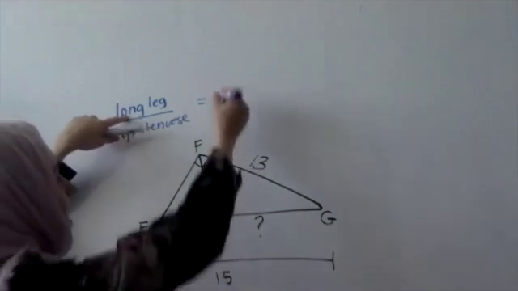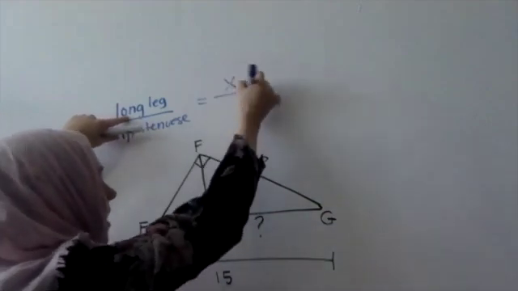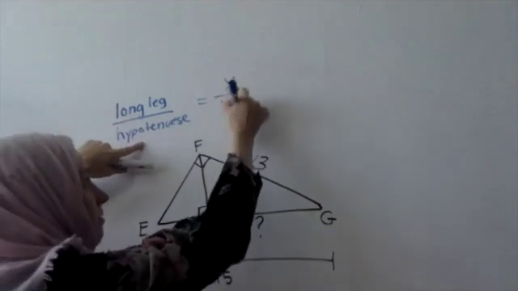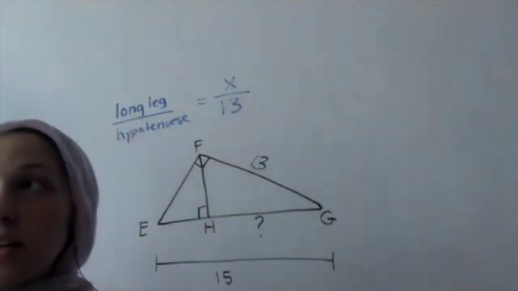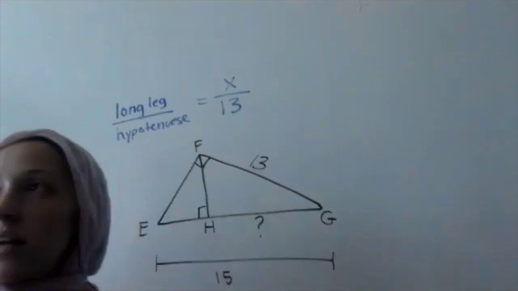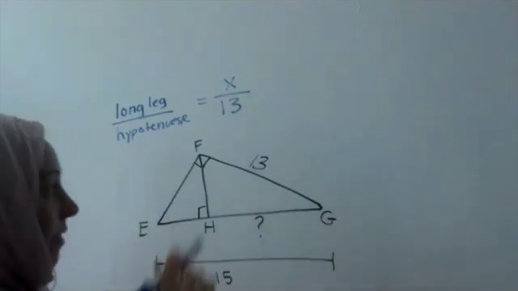My long leg is x, because I don't know it. And my hypotenuse is 13. You don't look in here. Yeah, let me finish this, please.